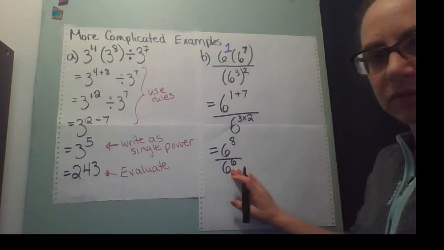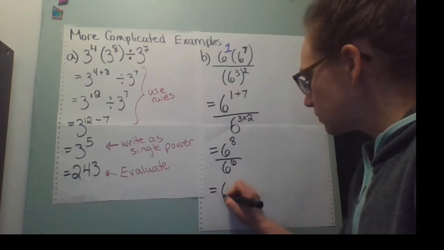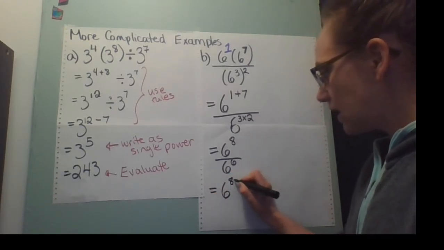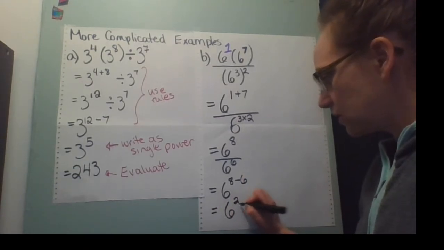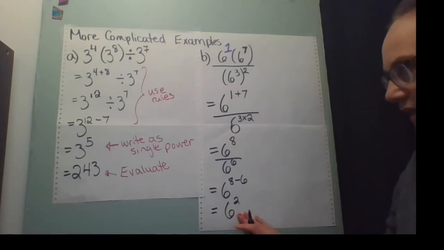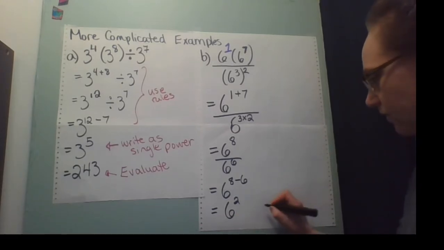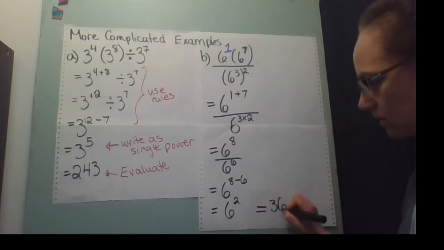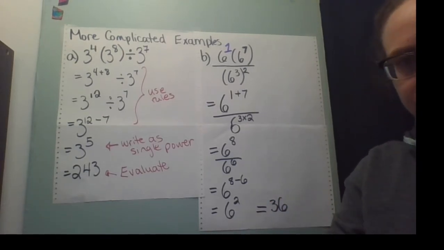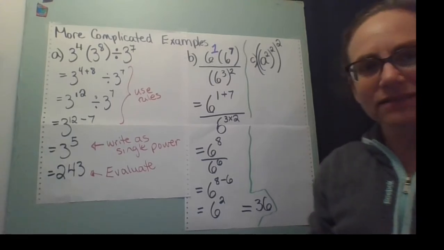Now I can see that I am dividing, so that means I need to subtract my exponent. 8 minus 6 gives me the value of 6 squared. So I've now written it as a single power, and if I wanted to evaluate it, well, 6 times 6 is 36.